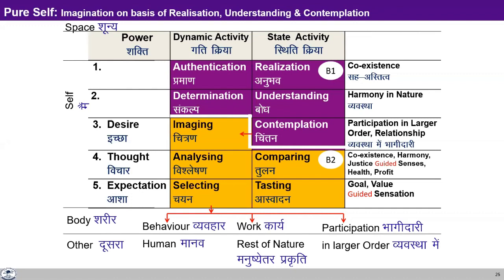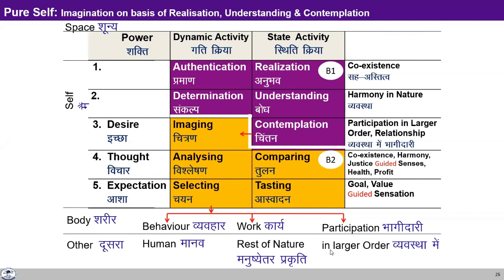Then we left one and two blank there, and we just mentioned that this is the domain of right understanding. But if you look at this block B1, it has five activities here. So we'll maybe talk about this when we have talked about harmony in the existence. We'll talk about this in detail. But this is the dimension of right understanding, the violet block. And the yellow block is the dimension of thought or imagination. So at least in a human being, you can see that these five activities are there.